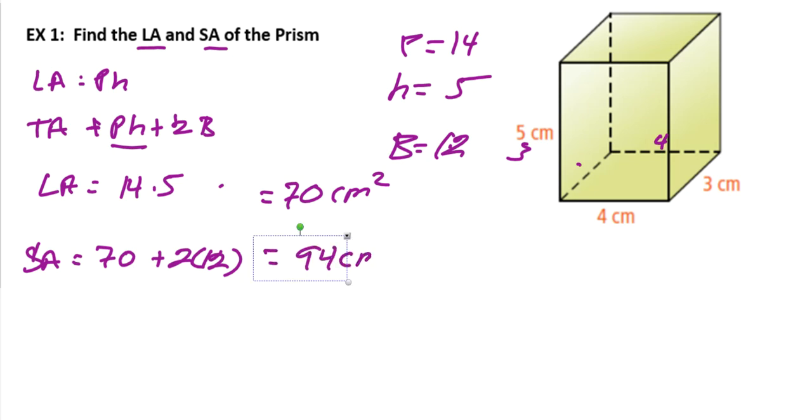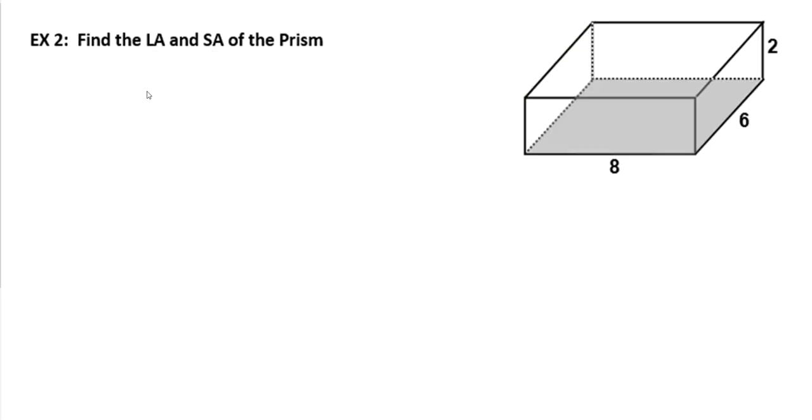94 centimeters squared. Okay. So let's go ahead and keep on going. So we're going to run through this real quick. We've already talked. So we want to get all our ingredients written down. And that's perimeter, height, and B. Perimeter is just this right here, all added up. So basically 6 plus 8 times 2. And that gives me 28.